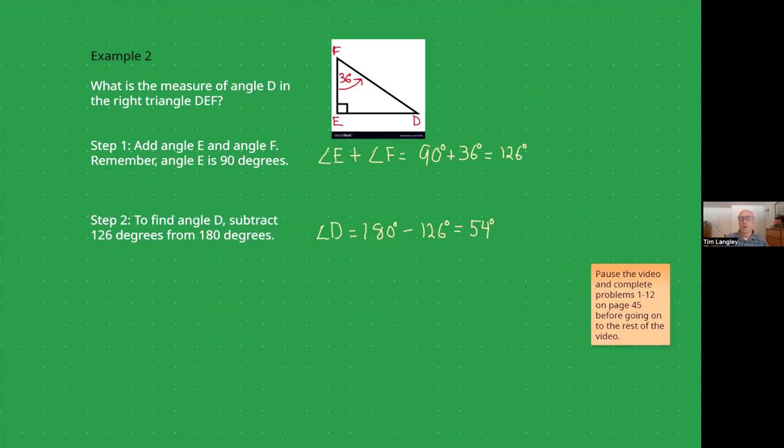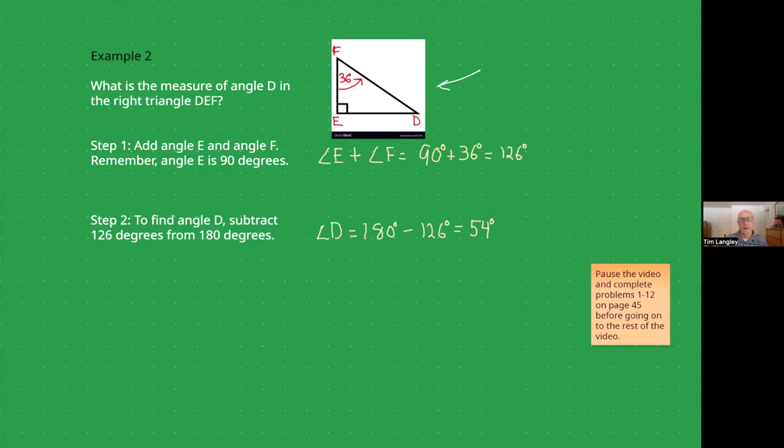This is an example problem that you might run into. What is the measure of angle D in the right triangle DEF? I'm looking at this triangle right here. What's the measure of this angle D down here?